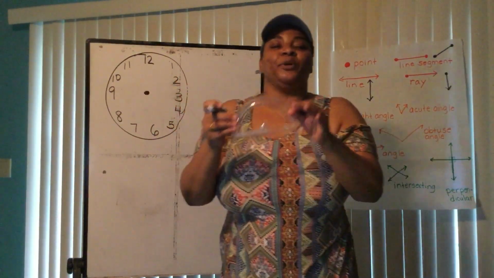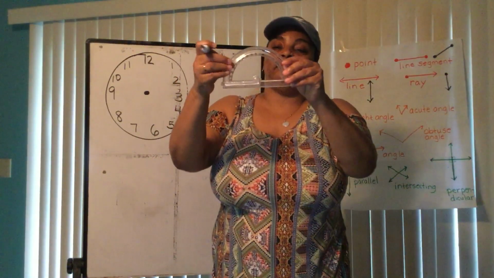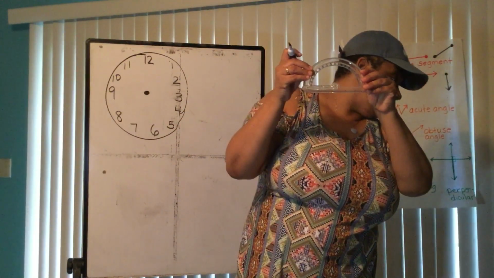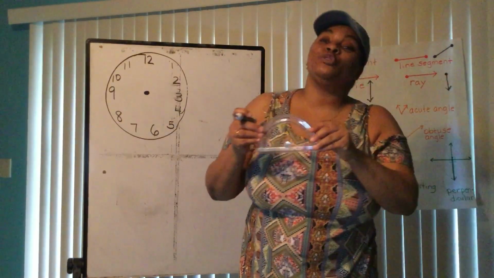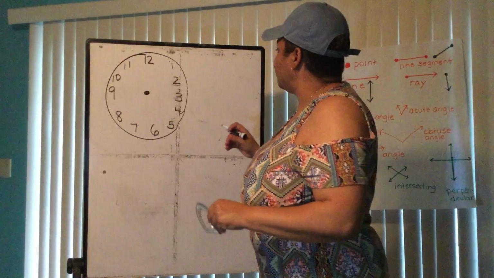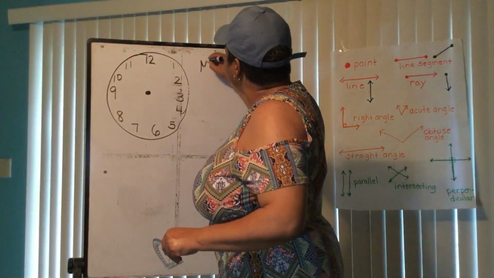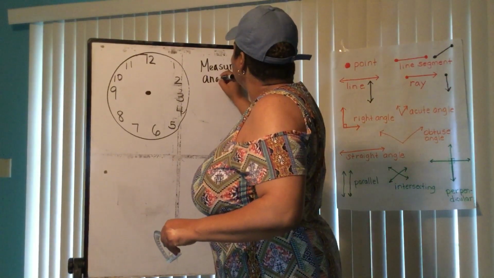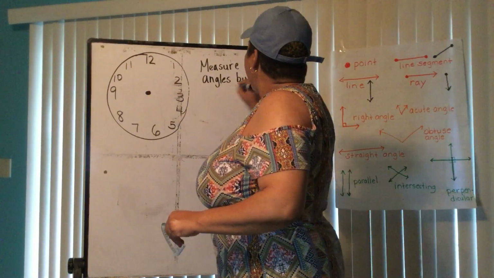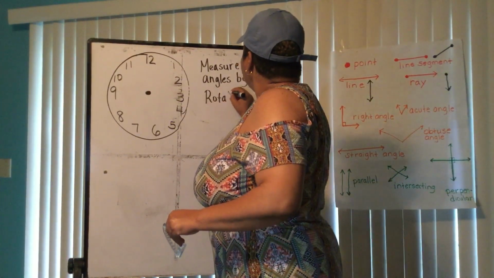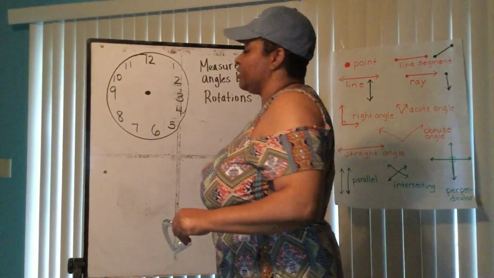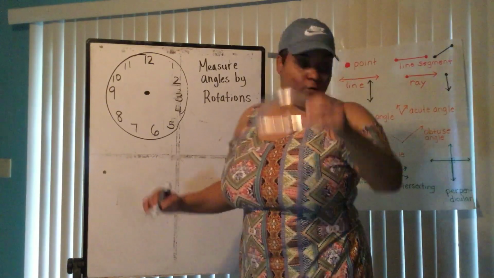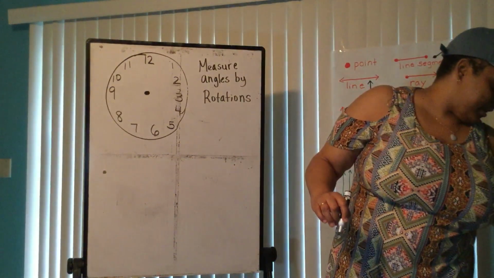protractor to go ahead and draw and measure. We're going to look at measuring angles by their rotations. So somewhere on your paper, I want you to put measure angles by rotations. Measure your angles by rotations. We could use a protractor, but we can also do it by their rotations. All right, put my protractor down for just a minute.